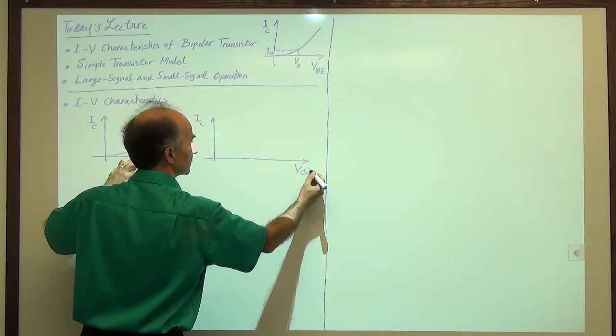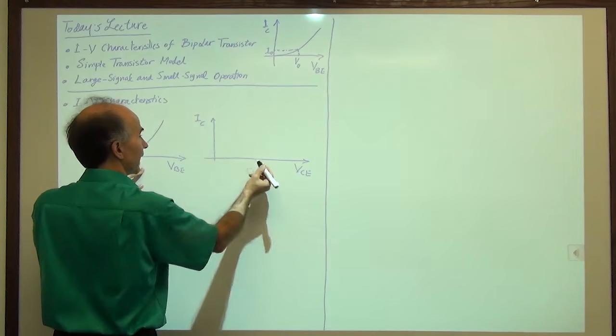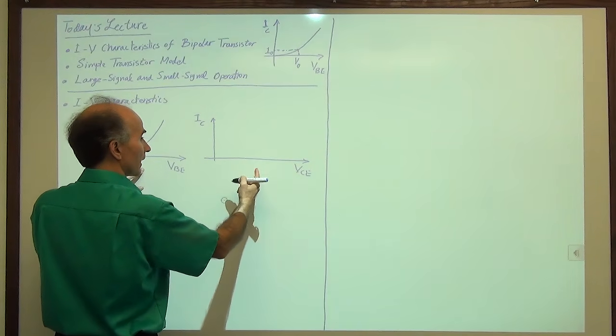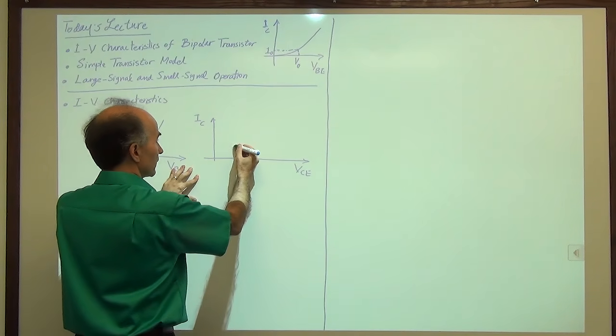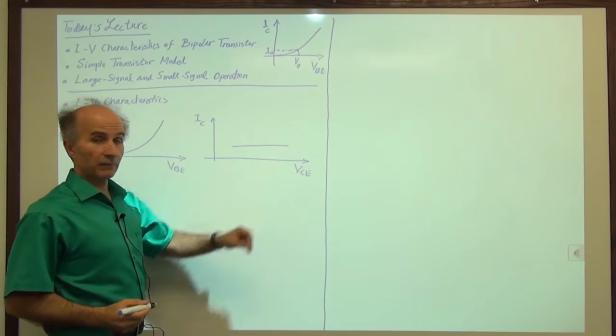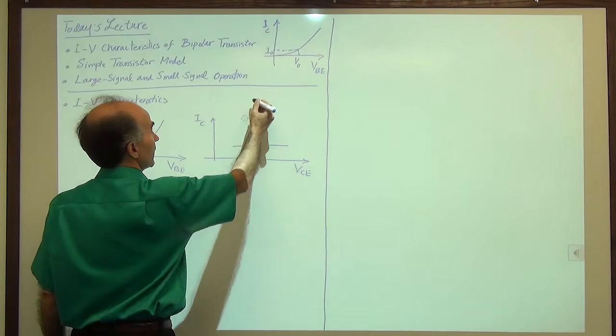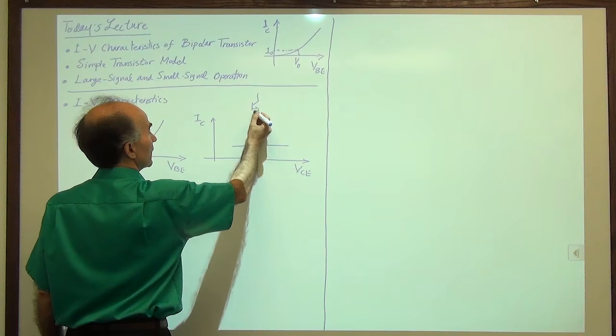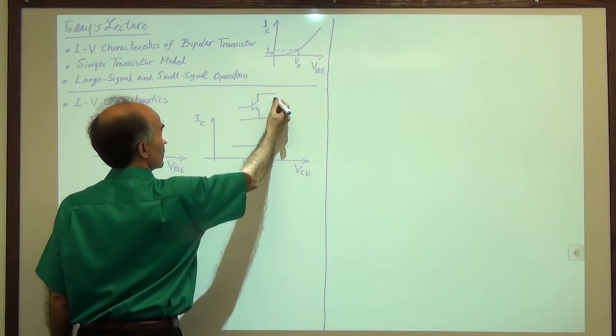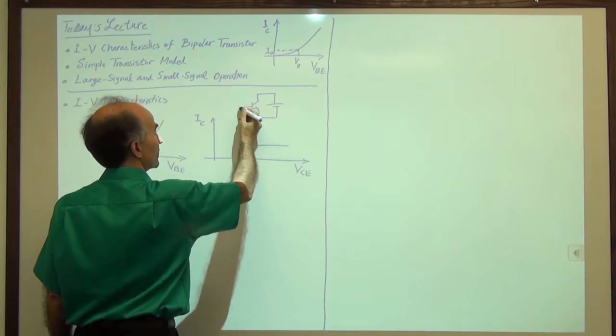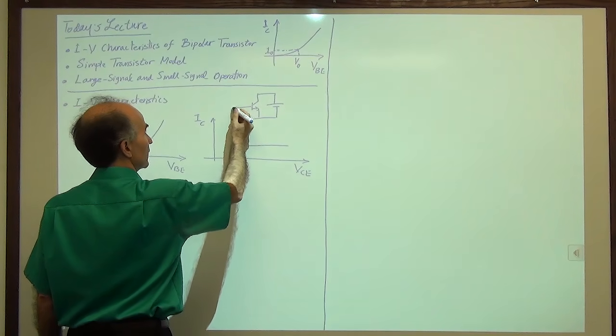VCE. And we saw that for a given base emitter voltage, the collector current is constant. It doesn't depend on VCE. So if we take a bipolar transistor and perform these tests on it, we have two batteries, one for VCE, one for VBE.